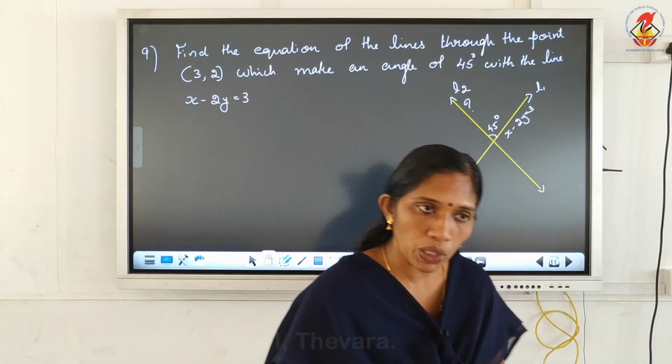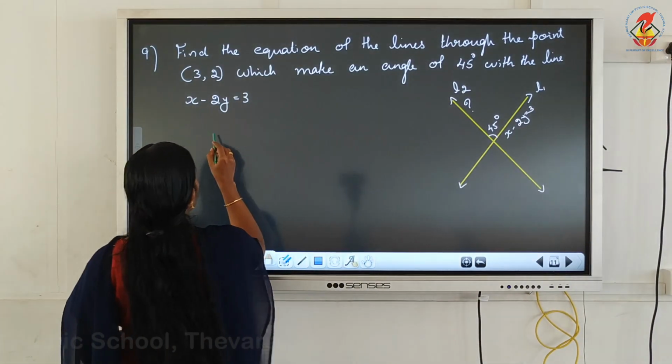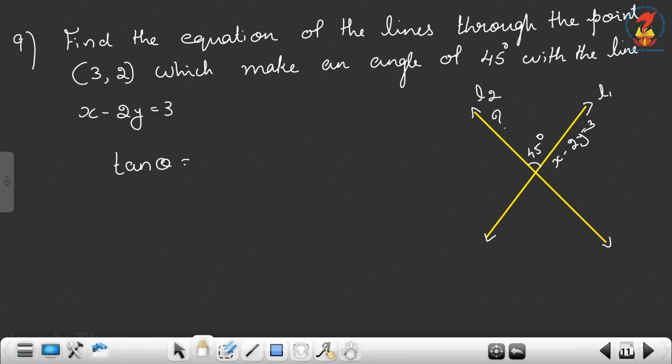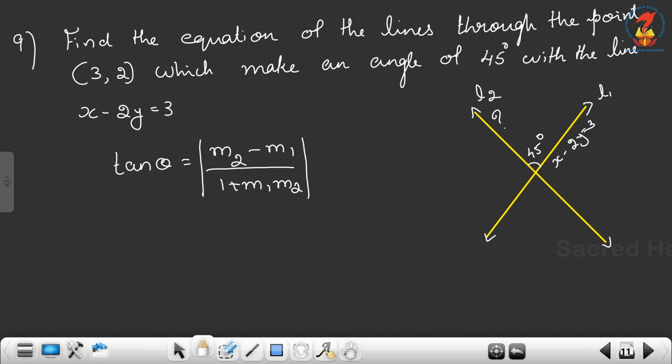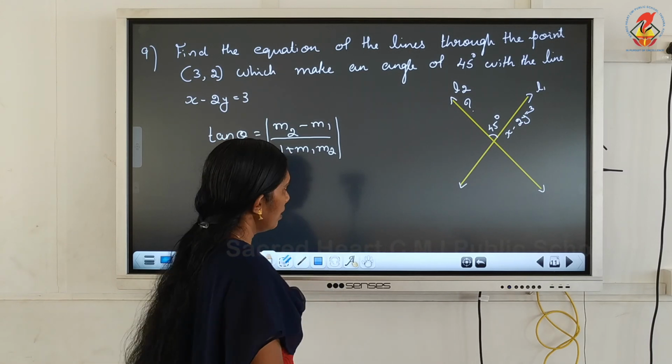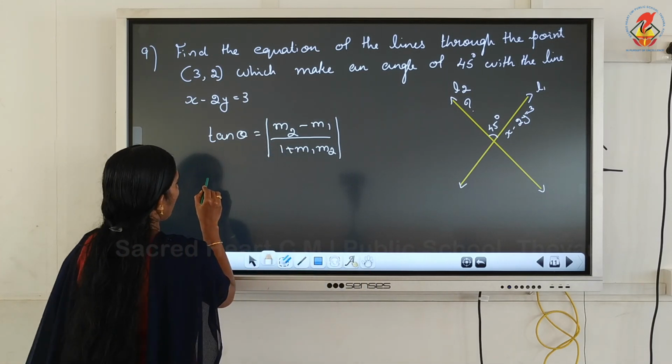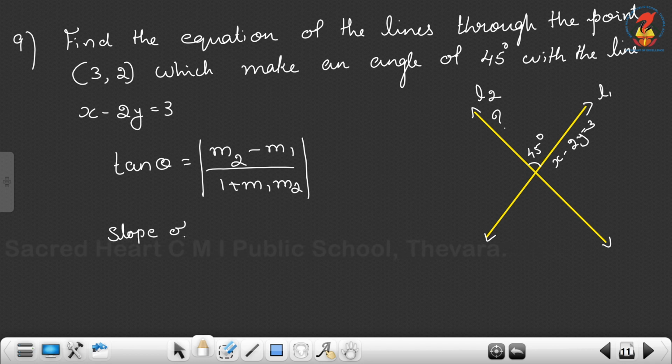If the angle between two lines is given, you can start by using the result: if theta is the angle between two lines, tan theta is equal to (m2 minus m1) by (1 plus m1 m2), where m1 and m2 are the slopes of the two lines. We don't know the slope of L2, so we can take the slope of L2 as m. And what is the slope of the given line?